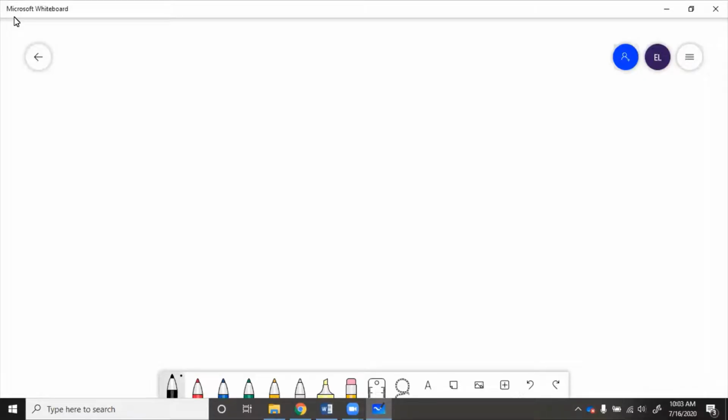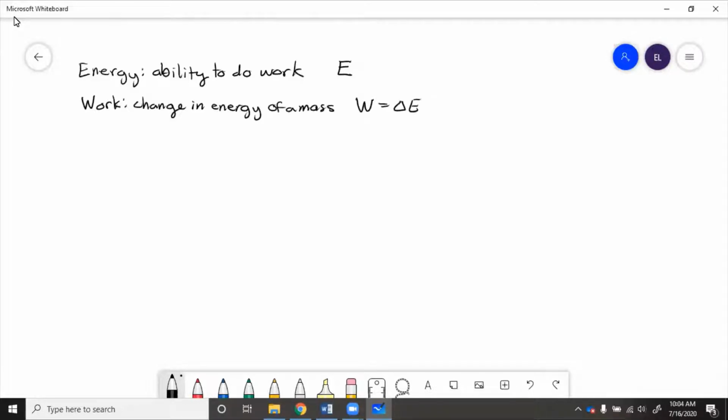Energy is defined as the ability to do work. It's designated by E, that's the symbol that we use. And then work is the change in energy of a mass. Basically, anything that has the potential to do something has energy.